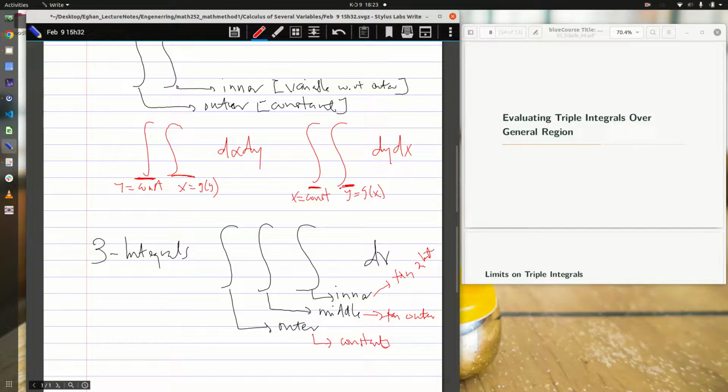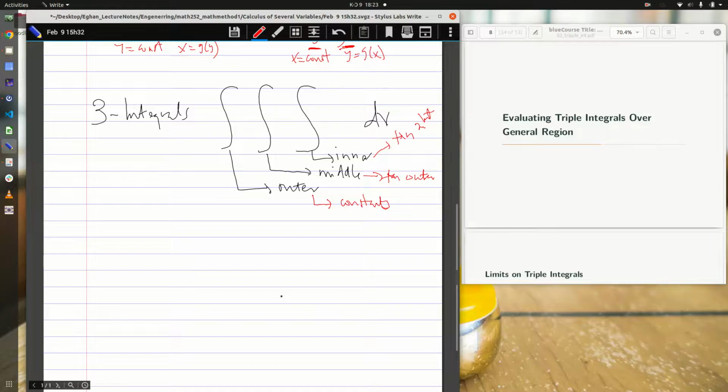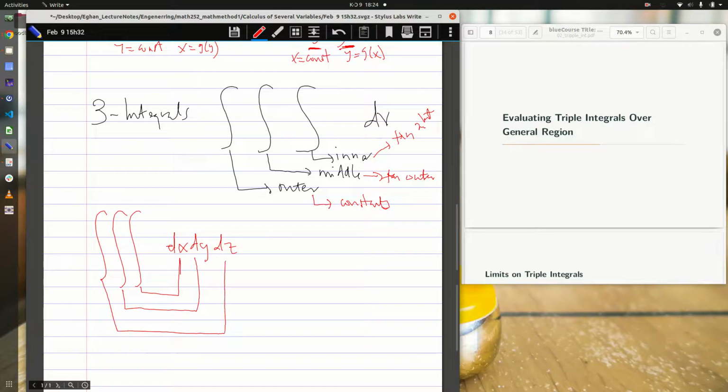So let's take an illustration here. If I have this integral, dx dy dz. This means that my inner integral is with respect to x, the middle is with respect to y, and then the outer is with respect to z. This means that z will take some constant values a, b. Y will depend on a function with respect to z, and then x will depend on a function with respect to y and then z. That is what this means.